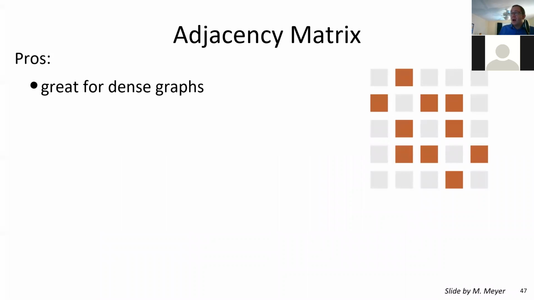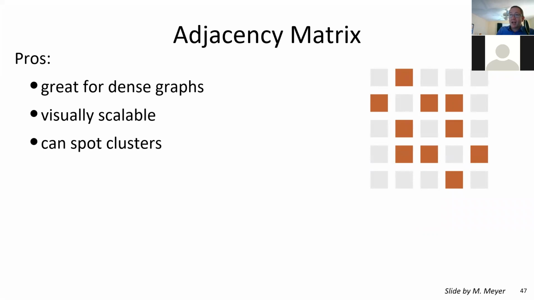So it's great for dense graphs. Node link diagrams are really hard with a dense graph. You get a hairball problem. Everything's connected to everything else, and you just can't see anything. It scales because it forms a nice little grid pattern. You know the exact size. You can predict how big that thing is. You don't have all these curvy lines and stuff. I can spot clusters if I lay it out properly. That's a big if.